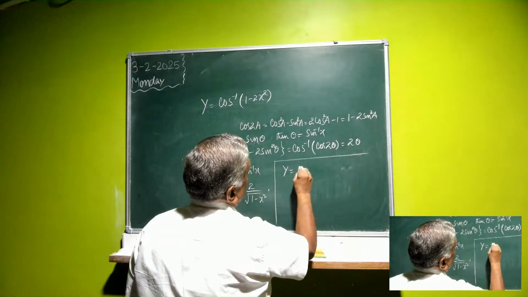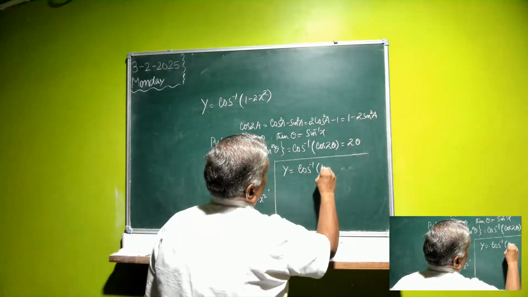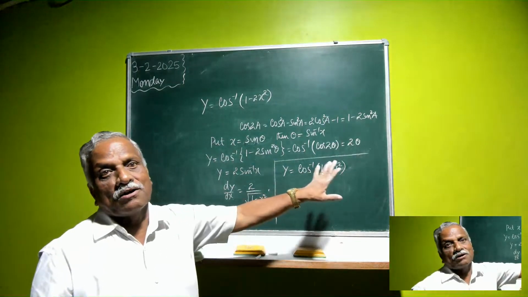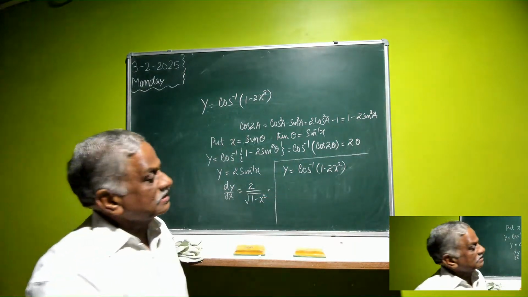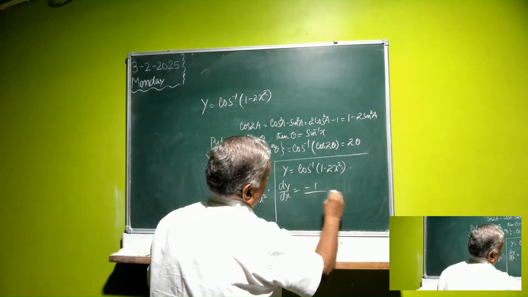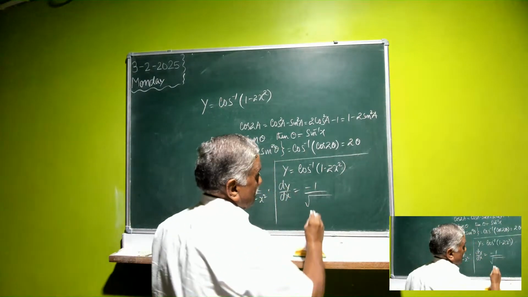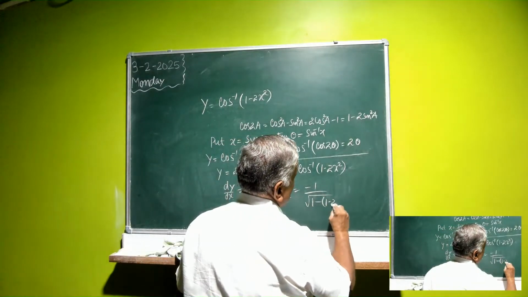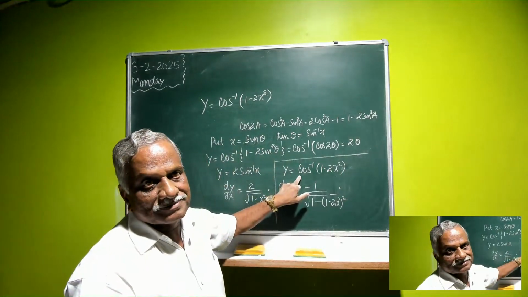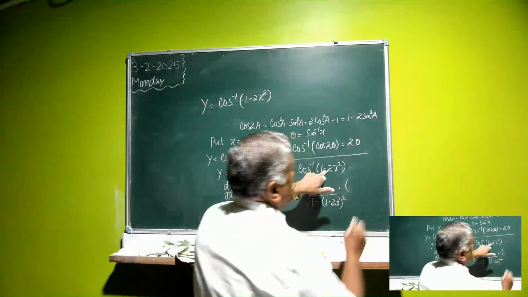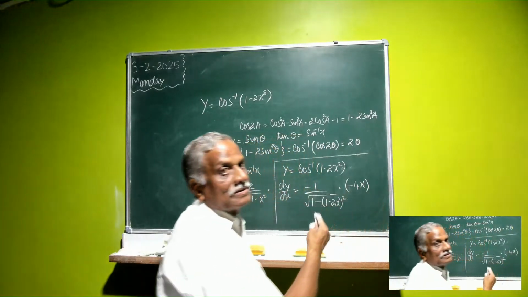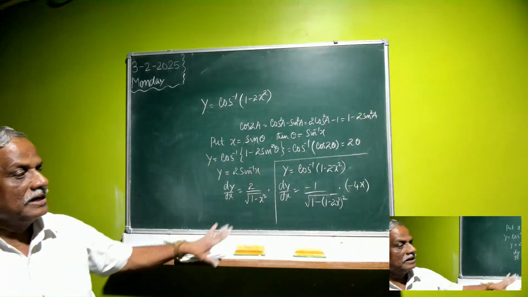Y equals cos inverse of 1 minus 2x square. Now you know it's something like cos inverse u. What is the derivative of cos inverse u? Minus 1 over root of 1 minus u square, that is, 1 minus 1 minus 2x square whole square. You differentiate cos inverse, then differentiate what is inside. 1 is 0. x square is 2x, therefore it is minus 4x. You leave it like this.